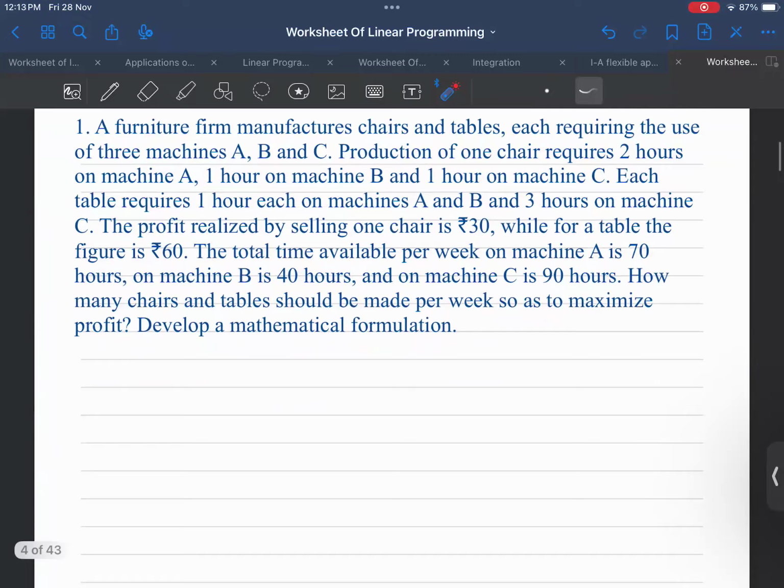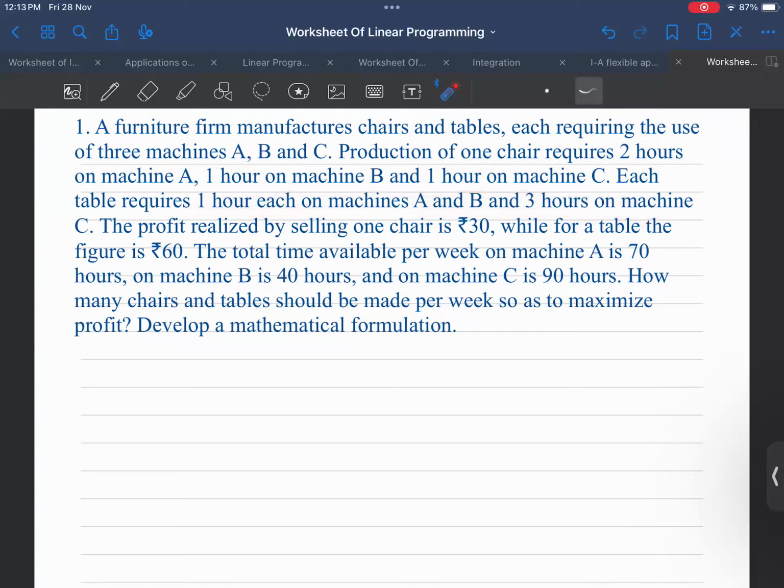Let's see. A furniture firm manufactures chairs and tables, each requiring the use of three machines A, B, C. Production of one chair requires 2 hours of machine A and 1 hour machine B and 1 hour machine C. Right? So like that.